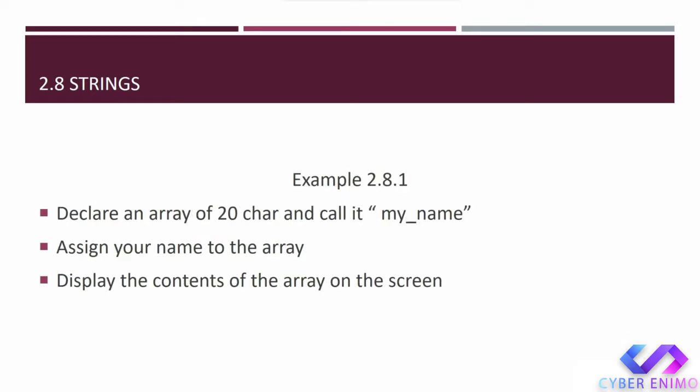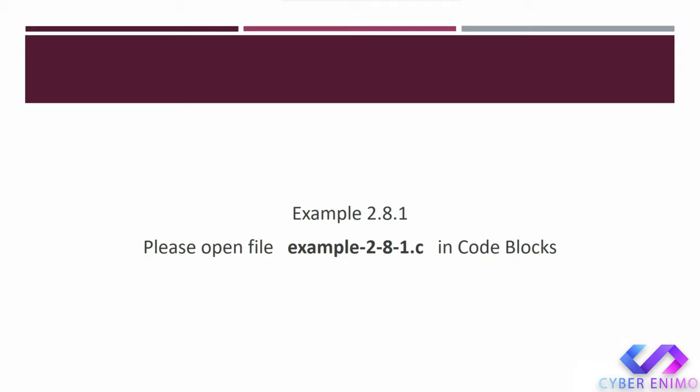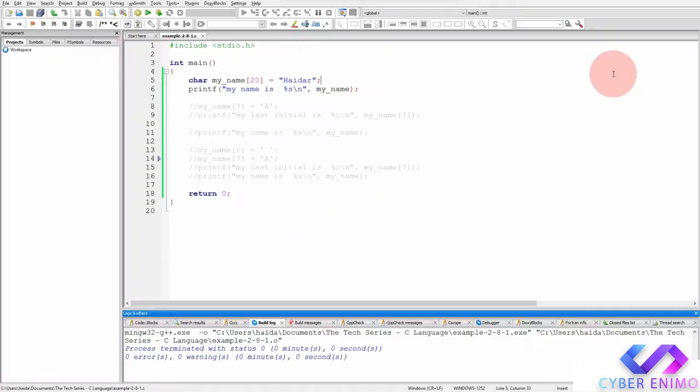Now let's do an example. Let's declare an array of 20 characters and let's call it my_name. Then assign your first name to the array. And finally, display the contents of that array on the screen. Now please open the file example-2-8-1.c in Code::Blocks. When you open the file, this is the code that you will see.